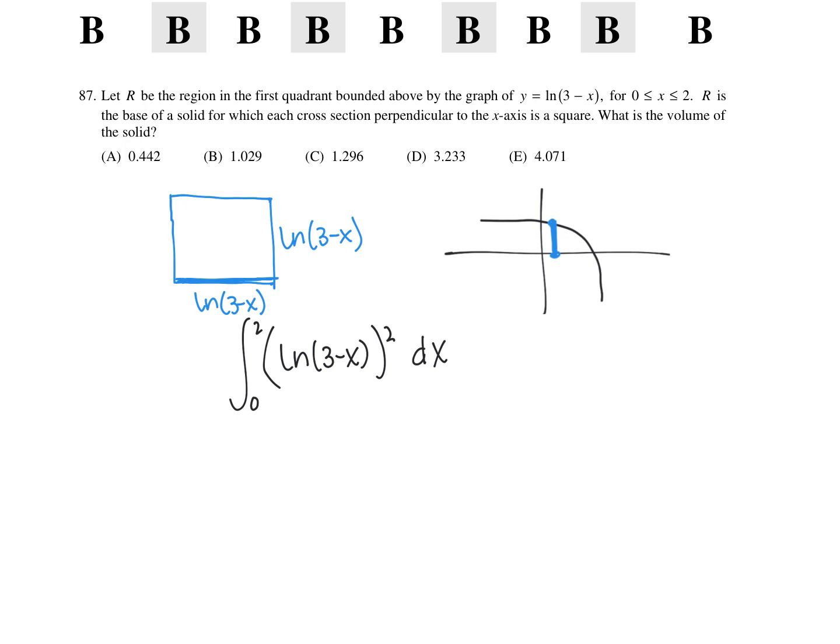And I would type that in my calculator. I would not do any work. Answer is B. Yeah? We good?